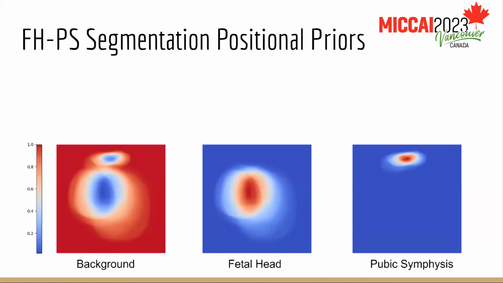Over this data set and this task in general, you can see that there are positional priors that someone can leverage. If you visualize the probabilistic atlas, or in other words, the probability that every pixel belongs to a class, you can notice that the fetal head objects in this data set are mostly centered in the middle of the image, while the pubic symphysis is top-centered in a very precise place.